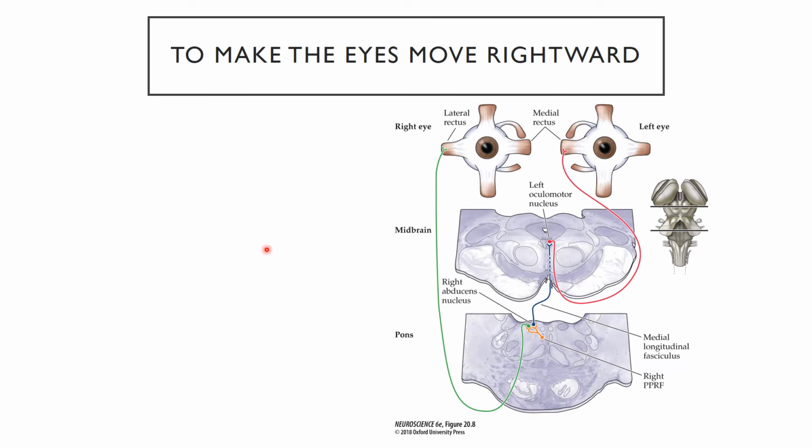We're going to talk about now how the pairs of muscles have to contract in order to move the eyes to the right for this individual. So again, remember, if this person's moving his eyes to the right, the lateral rectus in the right eye needs to be contracted, and the medial rectus in the left eye needs to be contracted, because then both eyes can rotate in the rightward direction. So we're going to walk through these steps.